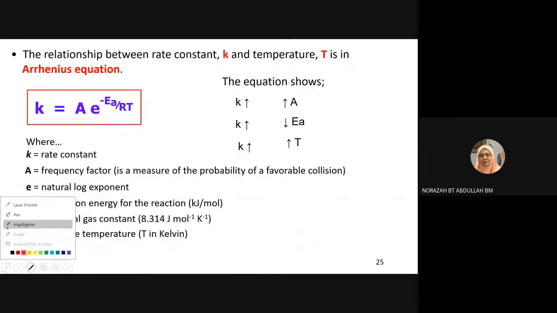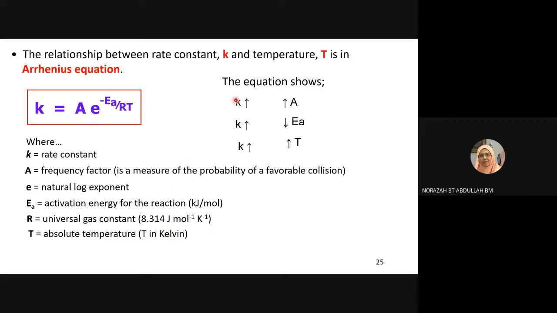So the relationship between rate constant and temperature is given in the Arrhenius equation. This is Arrhenius equation. k equals A e to the power of minus EA over RT. Where k is the rate constant, A is a frequency factor that measures the probability of favorable collision. e is the natural log exponent. EA is the activation energy, unit is kilojoule per mole. R is the universal gas constant, value is 8.314 joule per mole per Kelvin. T is temperature in Kelvin.